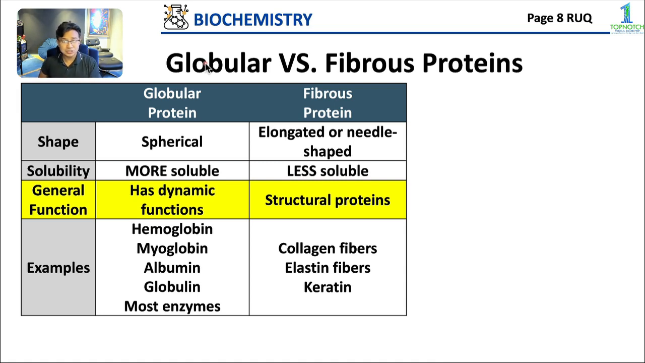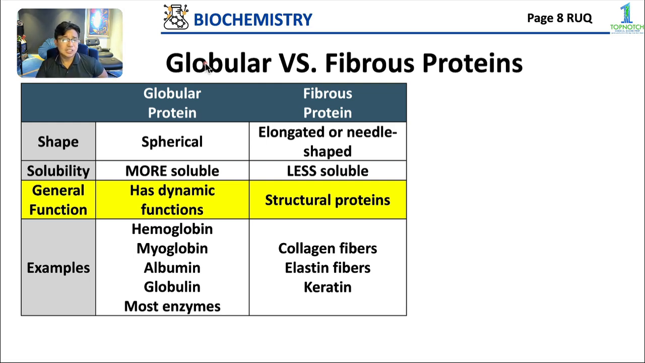Like for example, collagen fibers, diba? Mga fibers sila. So, para sa scaffold ng ating katawan, they are structural proteins. While globular proteins are spherical. Mas sila ang ating mga naka-dissolve sila sa ating blood, for example. Yung ating mga hemoglobin, myoglobin, albumin, globulin, di ba? While our fibrous proteins are collagen fibers, keratin. So, they are more for structure.